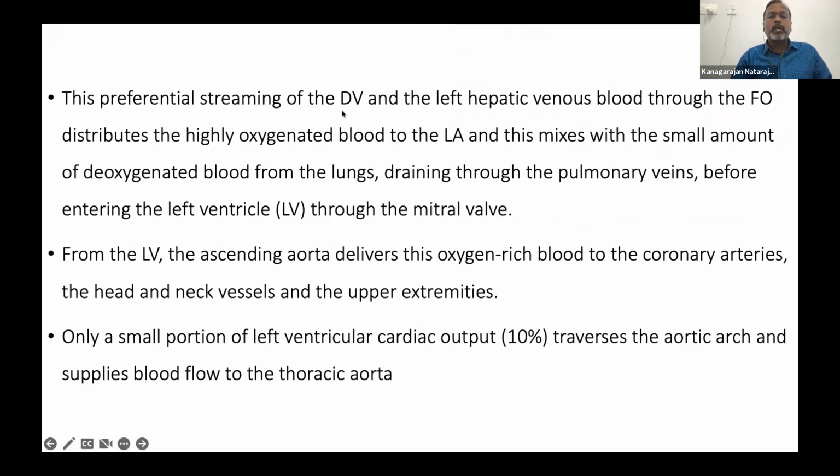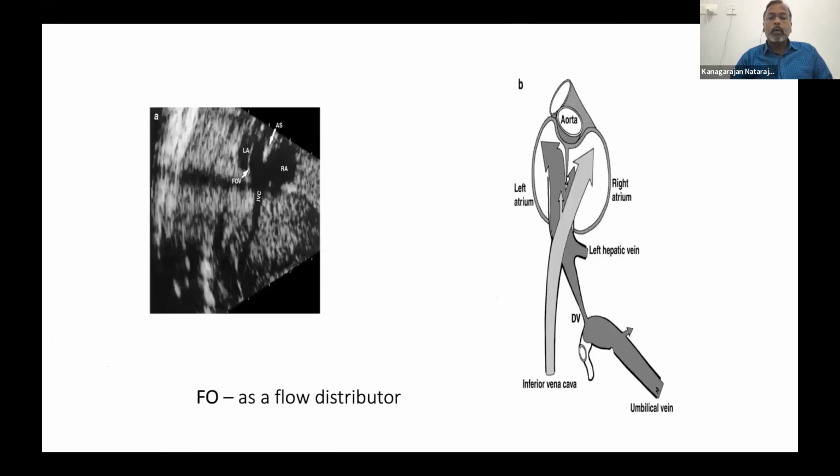So this preferential streaming of the ductus venosus and the left hepatic venous blood through the foramen ovale distributes highly oxygenated blood to the LA, and there will always be some mixing because of the pulmonary veins before entering into the left ventricle through the mitral valve. Then the ascending aorta delivers this oxygen-rich blood to the coronary arteries, the head and neck vessels, and upper extremities. So only 10% of the cardiac output traverses the aortic arch and supplies blood flow to the thoracic aorta. This is your preferential streaming.